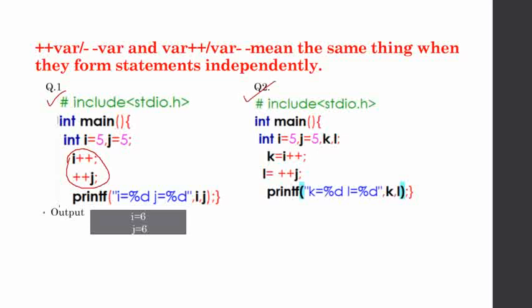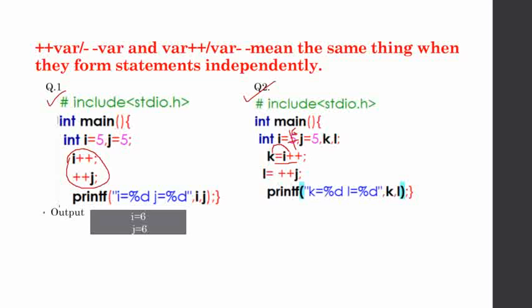Now in question two, i equals 5, and in this statement k equals i plus plus. i plus plus is post increment, and post increment says that first assign my value, then update my value. So now the value of i will be assigned to k, and then the value of i will be updated. So now the value of i is 6 and the value of k is 5.